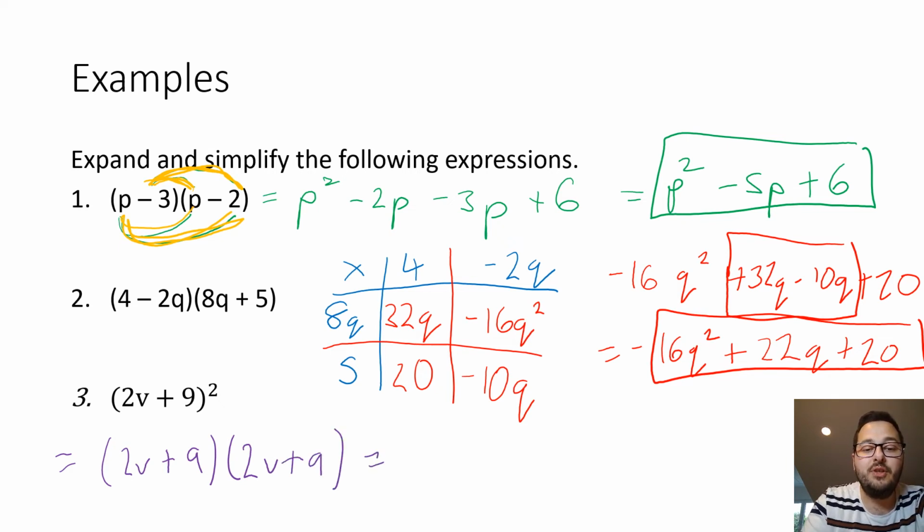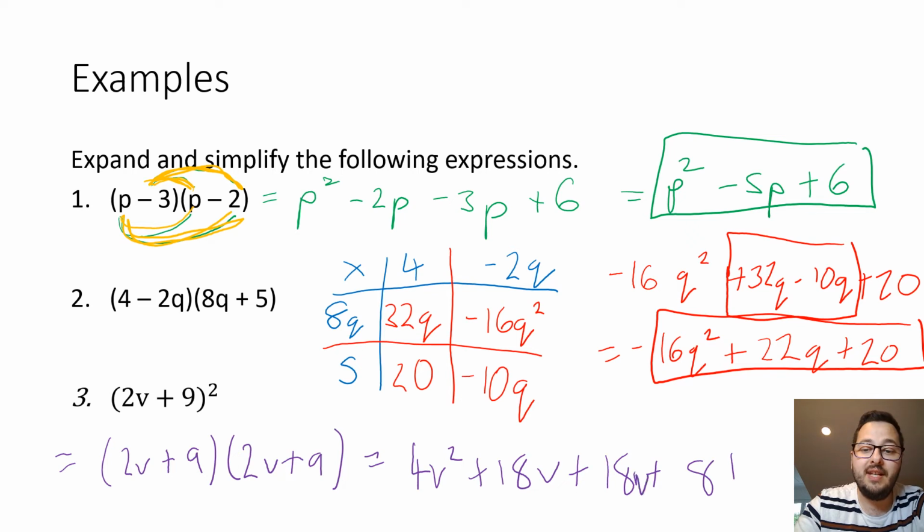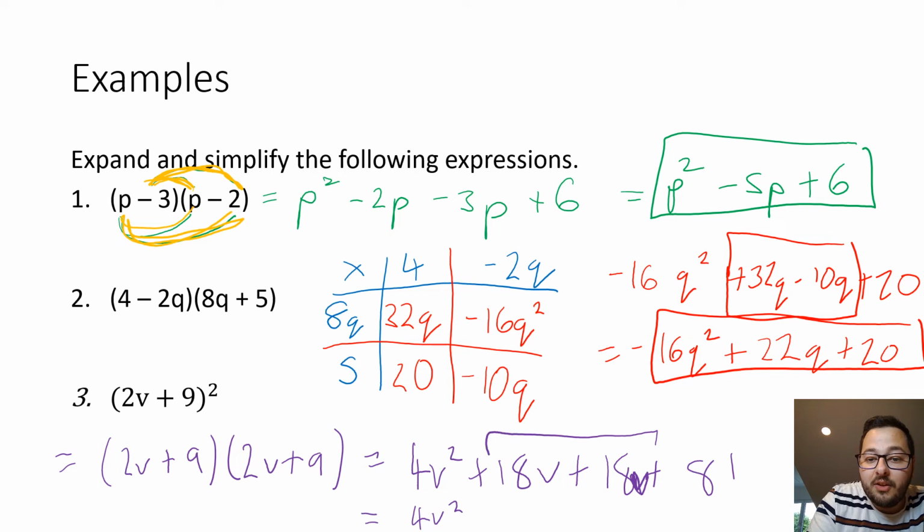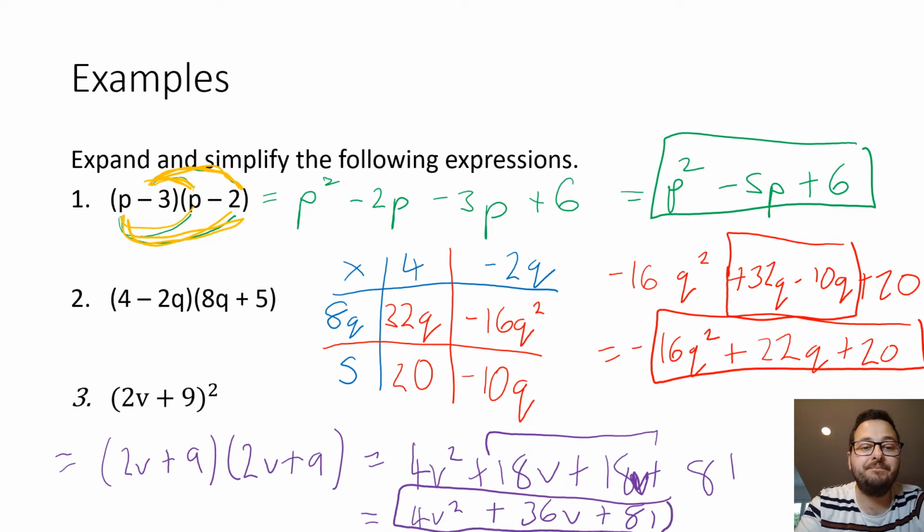So times the first ones together, you get 4v squared. The outside ones will give you 18v. The inside ones will give you 18v again. And the last ones will give you 81. And then bring those together, we're going to get 4v squared. These two together are going to make 36v plus 81. And that is our answer.